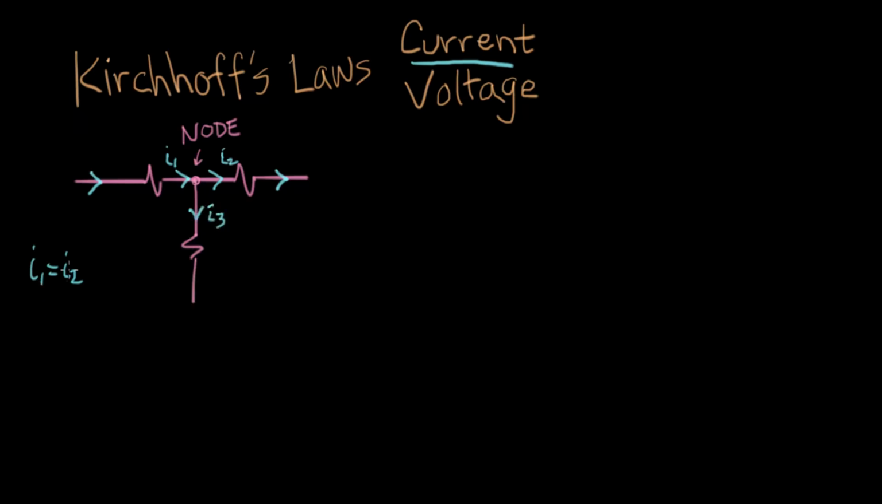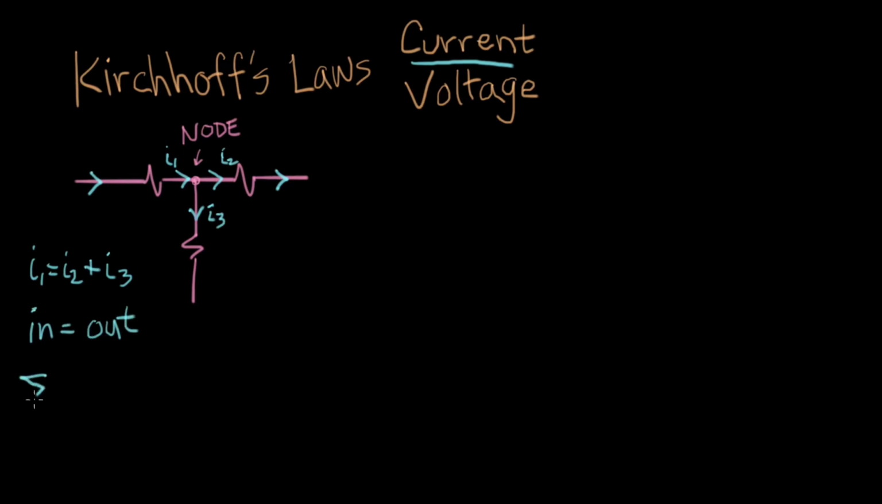And now this doesn't work anymore. This I1 and I2 are not necessarily the same. But what we do know is any current that goes in has to come out of this node. So we can say that I1 equals I2 plus I3. That seems pretty reasonable. And in general, what we have here is if we take all the current flowing in, it equals all the current flowing out. And that's Kirchhoff's current law. That's one way to say it.